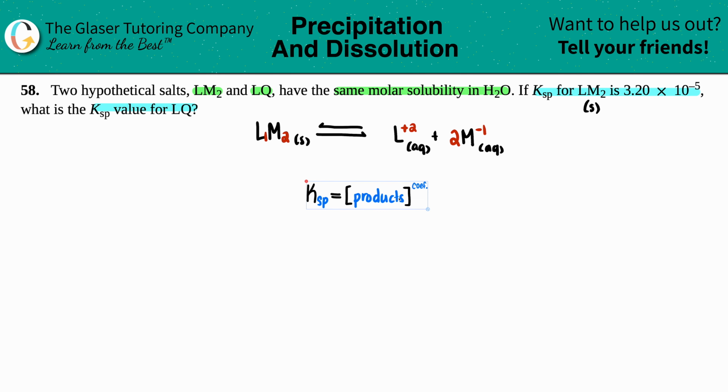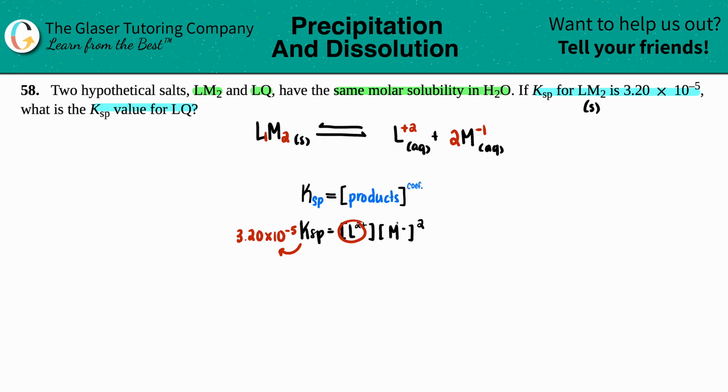The general formula is just equal to the products raised to the coefficients. So in our case, our Ksp is equal to the concentration of L2+ times the concentration of M-, but this one I need to square because I do see a 2 in the front. Now, they did tell me that the Ksp is 3.20 times 10 to the negative fifth.